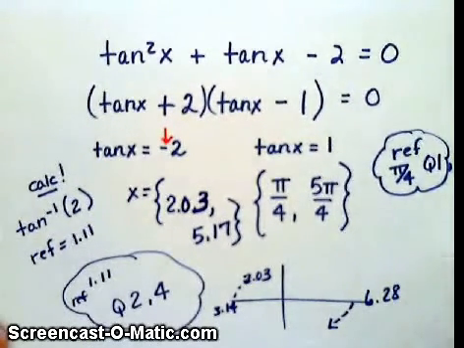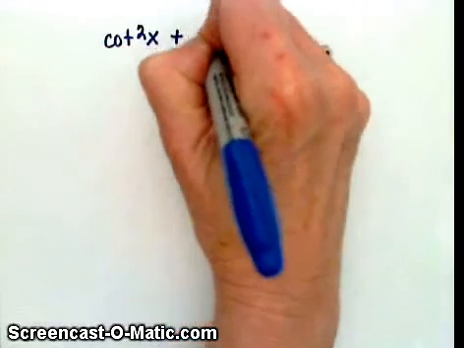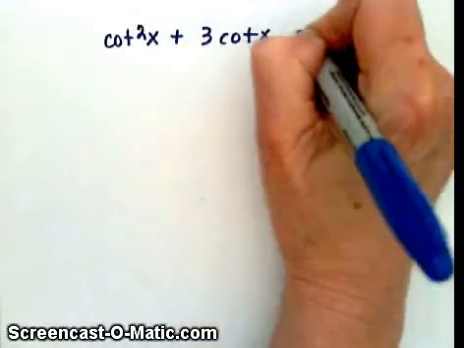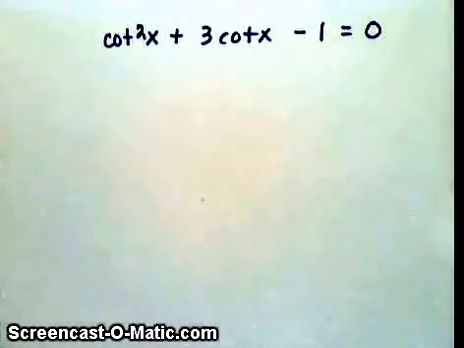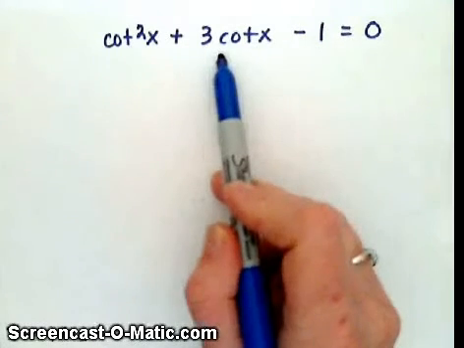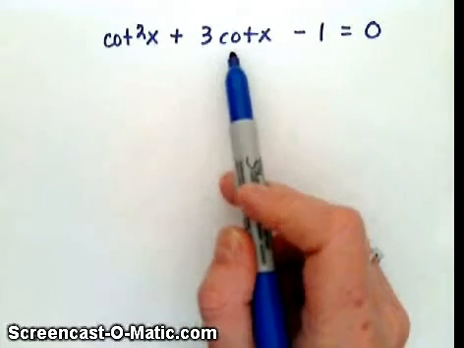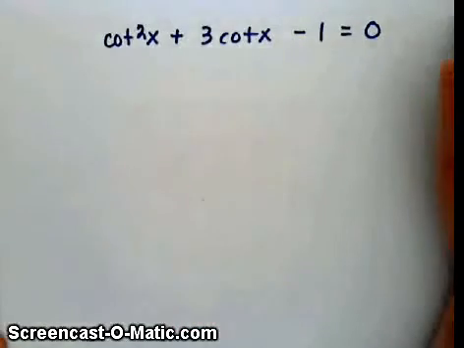Now you can't talk about quadratics without talking about examples that will not factor. So here's our third example for this video. Cotangent squared x plus 3 cotangent x minus 1 is equal to 0. You don't have to look at that long to know that that will not factor. The factors of 1 will not give you 3 no matter how you look at it. So we're going to resort to the quadratic formula.